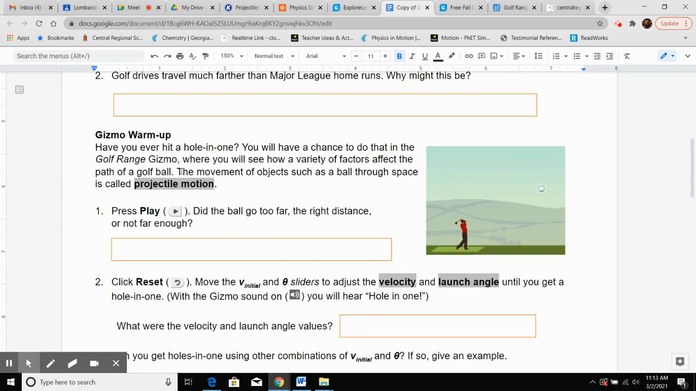So from there, have you ever hit a hole-in-one? You're going to have a chance to do that in this golf range Gizmo. You're going to see how a variety of different factors affect the path of a golf ball. The movement of objects, such as a ball, through space is called projectile motion. So projectile motion is moving through the air or through a vacuum under the influence of gravity, and we are going to see the effects of this.